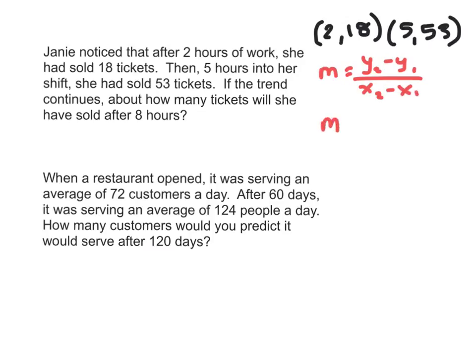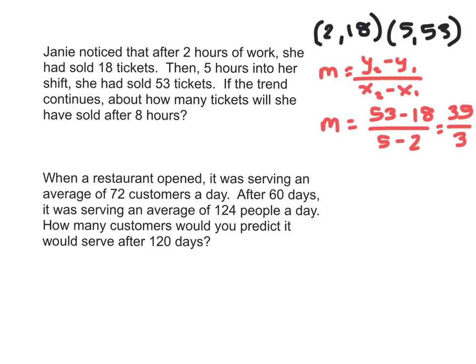When we take our values from our 2 data points we got from the directions, we put them in as follows. 53, our second y value, minus 18, our first y value, over 5, our second x value, minus 2, our first x value. So when we subtract, we get 35 over 3. And we can change that into a mixed number, or we can just leave it as an improper fraction, or we could change it to a decimal.